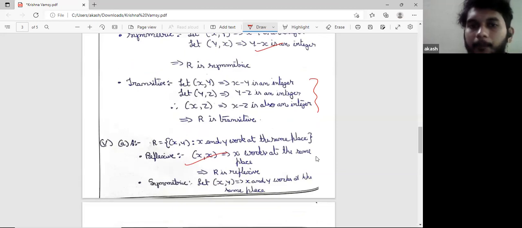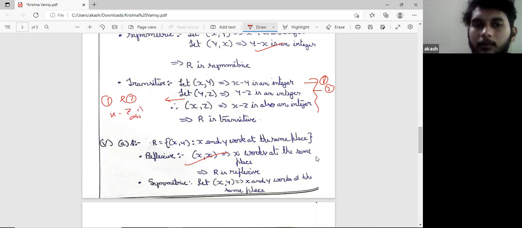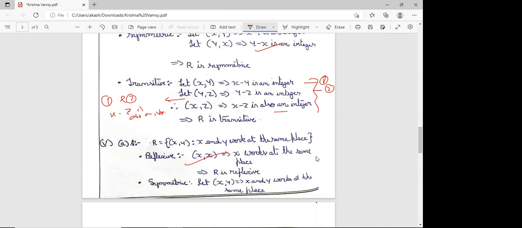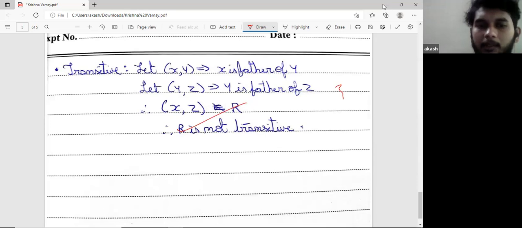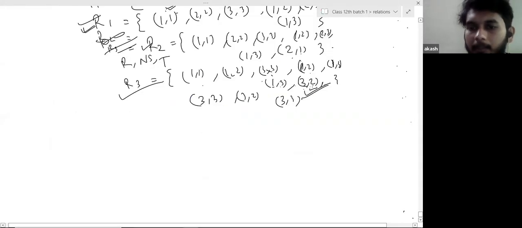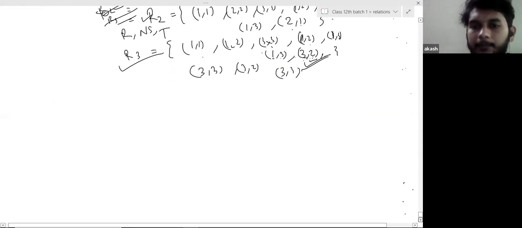Here also you missed one line. You could write that adding equations 1 and 2, we get that x minus z is also an integer. You wrote that here, so that would be a perfect answer. Everything else was all right. So these are the few mistakes you could improve in the next assignment.